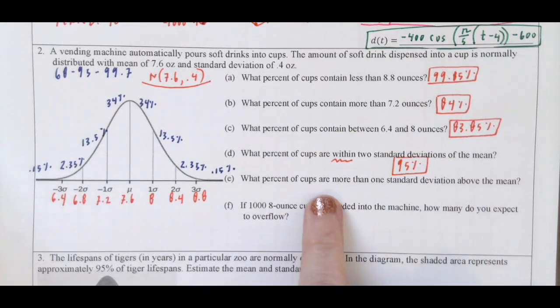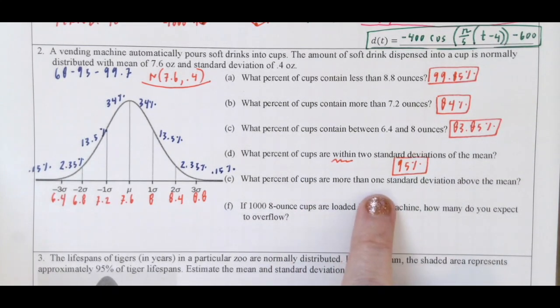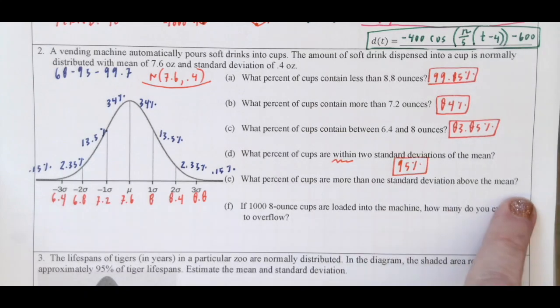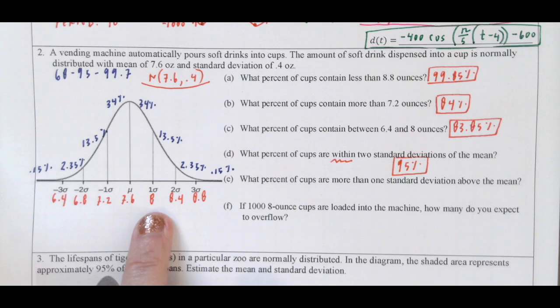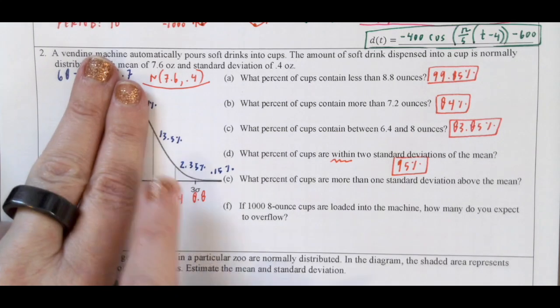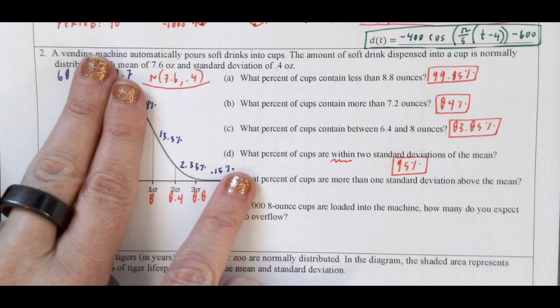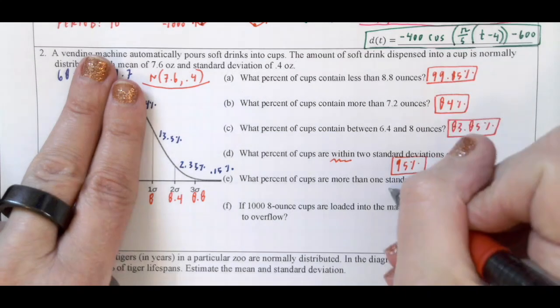Okay, what percent of cups are more than 1 standard deviation above the mean? So where is 1 standard deviation above the mean? Right here. So if I add these guys up, that adds to 16%.